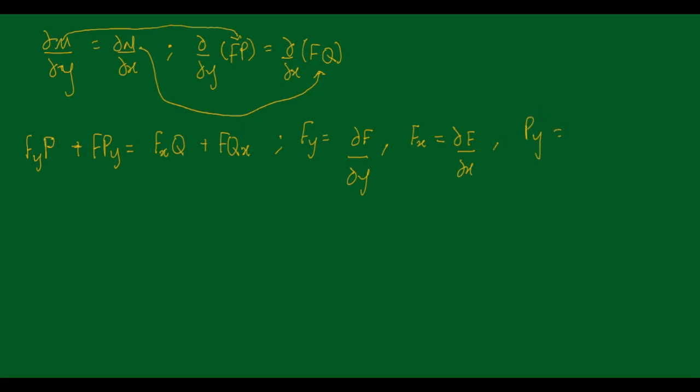py is the partial derivative of p with respect to y, and our qx is the partial derivative of q with respect to x. So with that being said, we just wrote it in this format just to reduce the ambiguity of the expression, as the case may be.